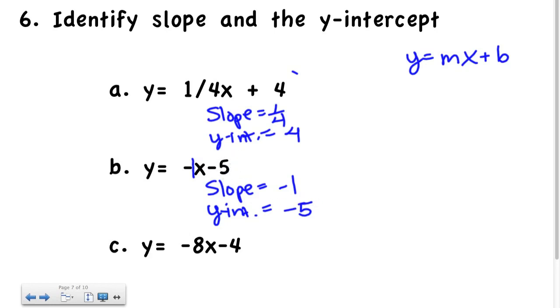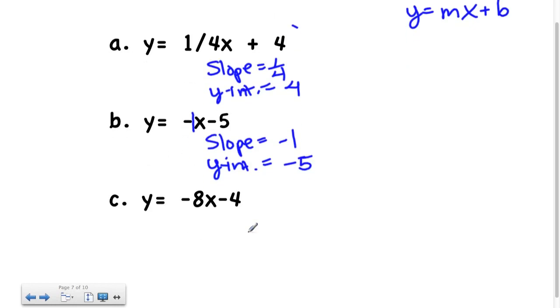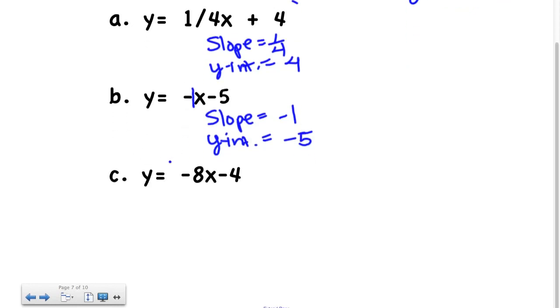So that's for b. And then for c, you have negative 8 in front of x, so the slope for this one is negative 8. And your y-intercept is whatever's on the end, and that's a negative 4. So don't forget to use the positive or negative that's next to it, so that's a negative 4. And that's all you do for these.